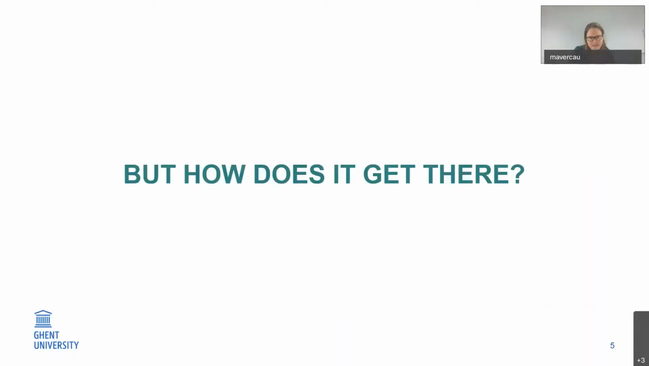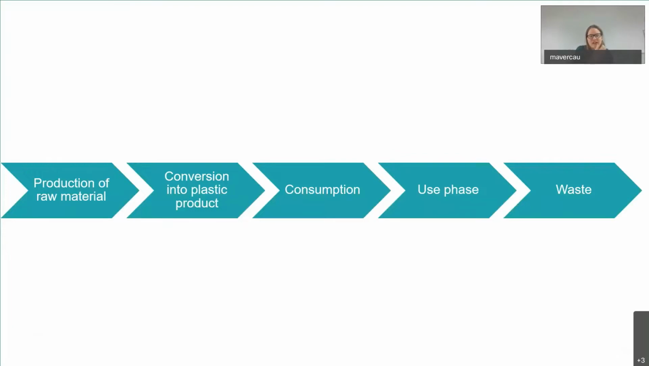But how does it get there? How does it get in this amphipod that is swimming in the deep sea, and how does it get in the environment? Let's have a look at the life cycle of the plastic. So we start with the production of raw materials, so the nurdles or the plastic pellets, and they are converted into plastic products, so in a drinking bottle or something like that. Then we have the user phase, when the plastic bottle is in the supermarket and you buy it and you use it, and then you have the waste. So you don't need the bottle anymore and you throw it away.